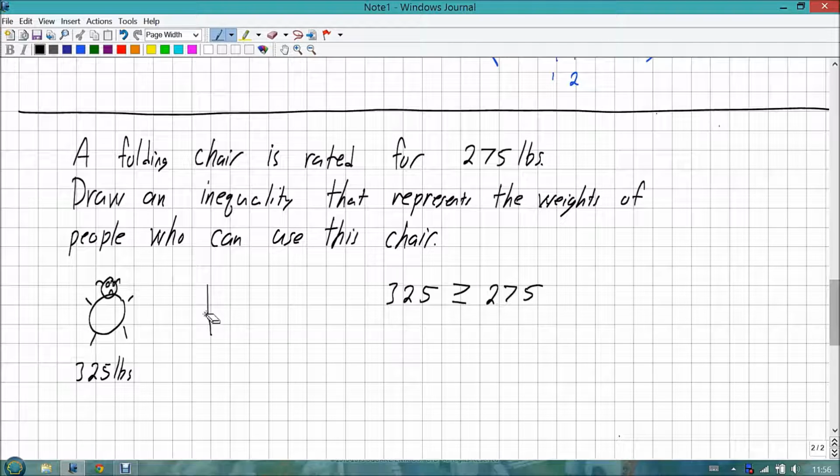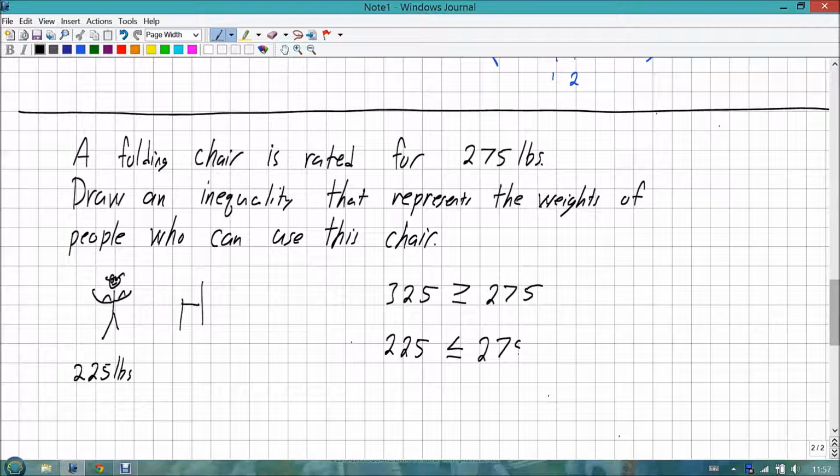Now let's say that he goes on a weight loss program. He goes out and he works out and gets really buff and strong. But of course he still wears glasses. And he goes from 325 pounds to 225 pounds. Now can he use this folding chair? Well, we know that 225 is less than or equal to 275. So yeah, he can use the chair.